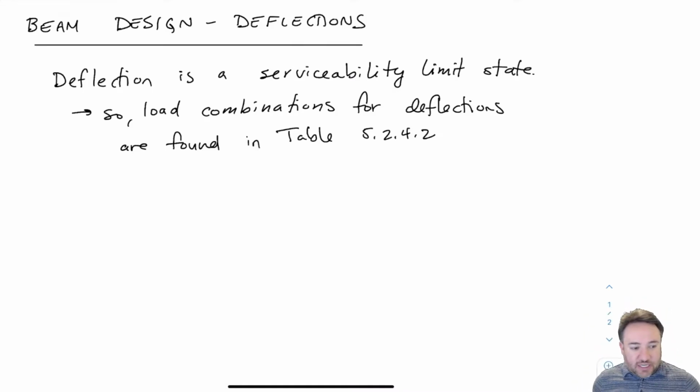So deflection, unlike the bending strength that we were talking about previously, is a serviceability limit state, which means that we have different load combinations to consider than we did for the ultimate limit strengths. For example, bending strength and compression strength, parallel and perpendicular, were both ultimate limit states, which means limit states associated with failure. So for those, we had to factor up our loads to account for uncertainty in what the loads are.